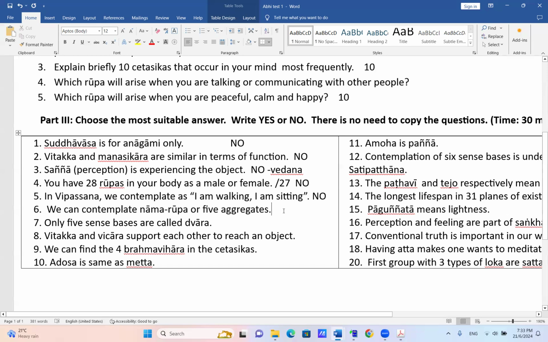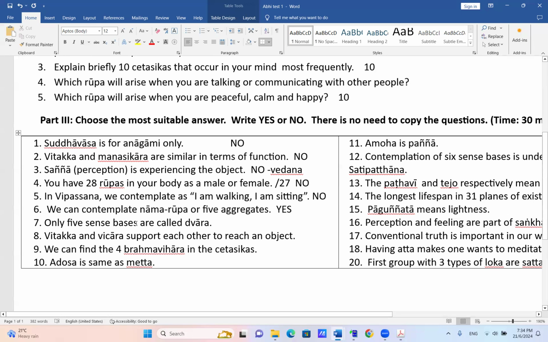Number 6, we can ignore nama, rupa, if I agree. Actually, the answer is yes, very easy. I think some people said no, but actually most of the time it's yes. Either nama or rupa, nama, rupa. Nama or rupa is the same.